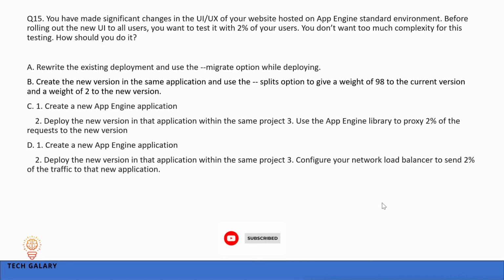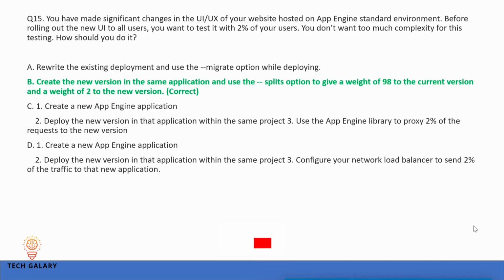Option C, create a new App Engine application, deploy the new version in that application within the same project. Use the App Engine library to proxy 2% of the requests to the new version. Option D, create a new App Engine application, deploy the new version in that application within the same project. Configure your network load balancer to send 2% of the traffic to the new application. The correct answer to this question is option B.